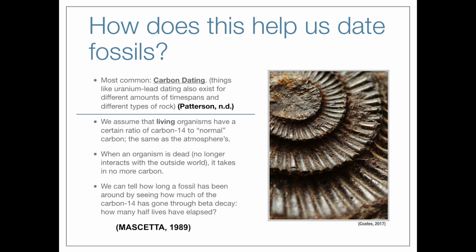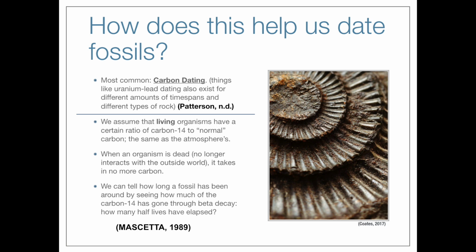In carbon dating, it's assumed that the organism being studied had the same ratio of carbon-14 to normal carbon as the atmosphere that surrounded it. This is a relatively safe assumption because of how much organisms need to interact with their environments. But when an organism dies, it stops interacting with this environment. It stops taking in carbon, and the carbon inside of the dead organism goes on its natural course of decay.